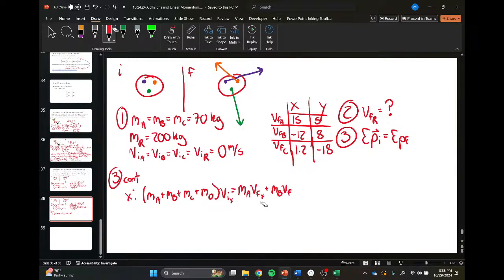Oh goodness, all the notations. Plus mC V final X, plus mass rock times V final X rock. So easy to get these things mixed up. It looks grosser than it is. It's just mV plus mV plus mV plus mV. They're all separated at the end.